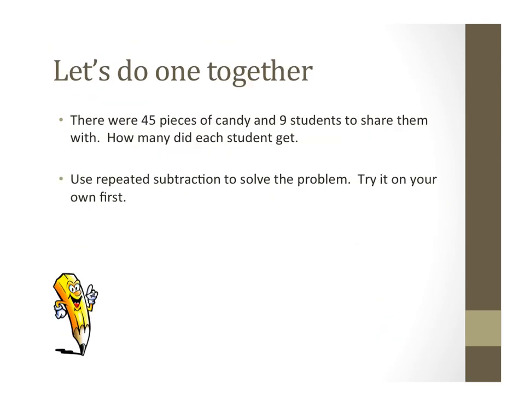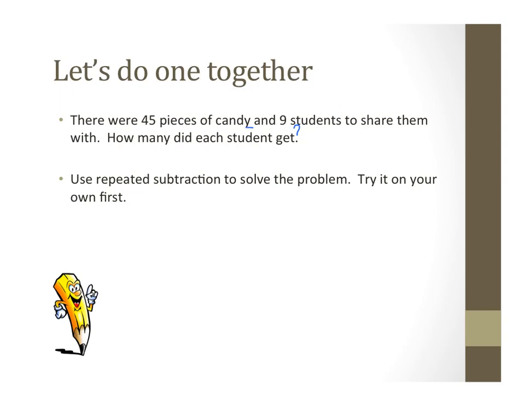Now let's do one together. If you don't have notebook paper, pause the video so you can get some to show your teacher your notes and evidence of watching the video. There were 45 pieces of candy and 9 students to share them with. How many did each student get? Use repeated subtraction. Try it on your own first.